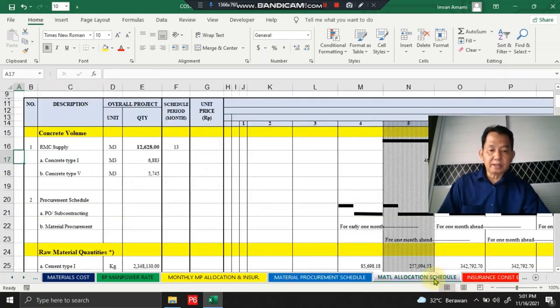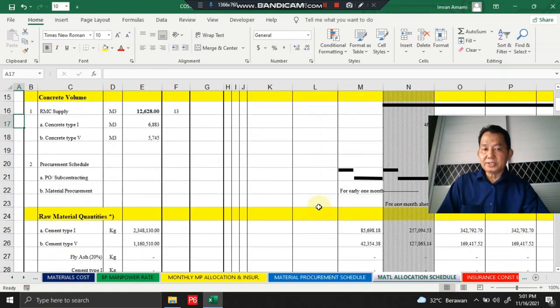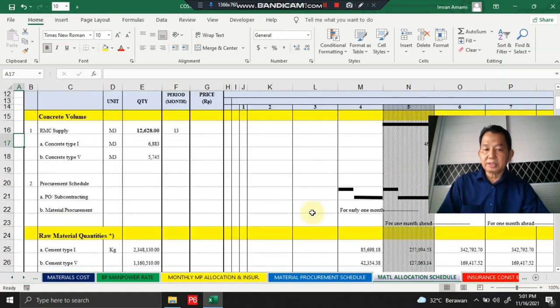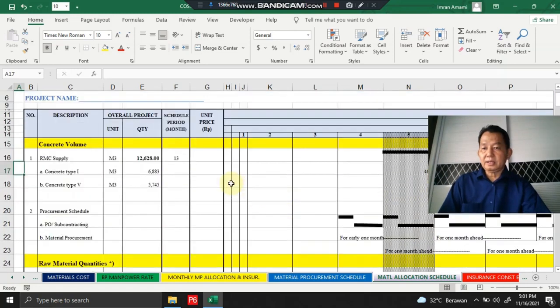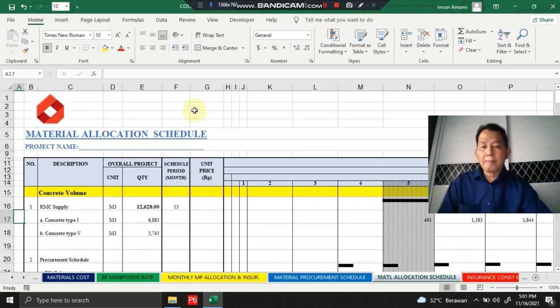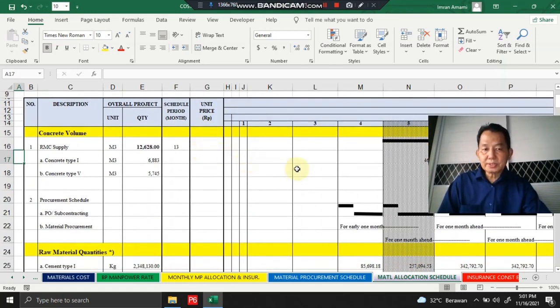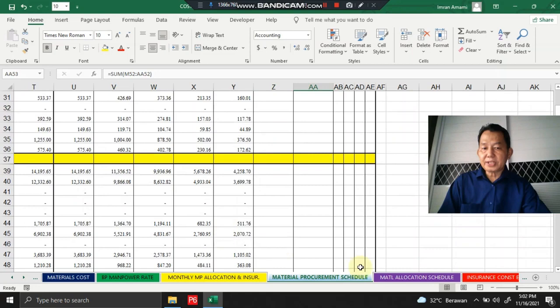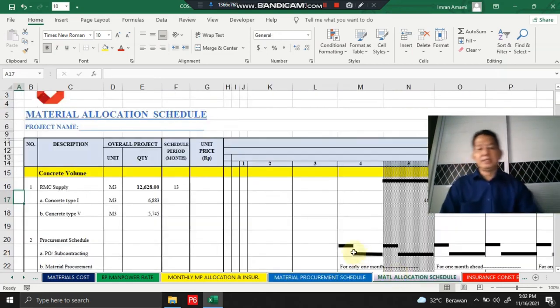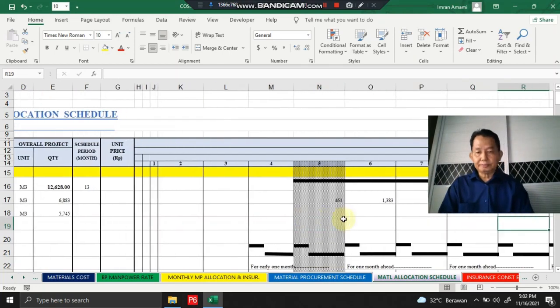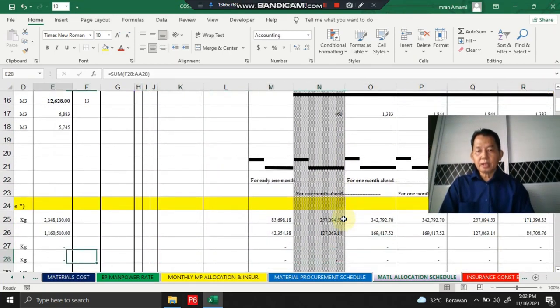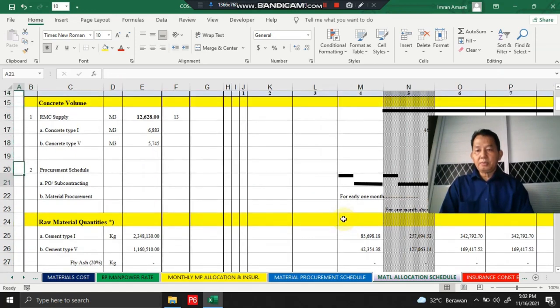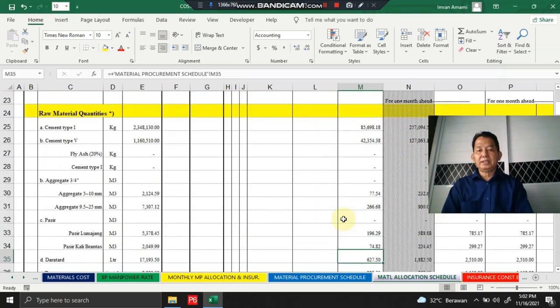Okay, and this is the material allocation schedule. This section is composed based on the material schedule. Yes, the material schedule is adjusted to the monthly concrete demand schedule. Okay, here. And we procure this material 1 month ahead or 1 month earlier than the monthly concrete demand schedule.